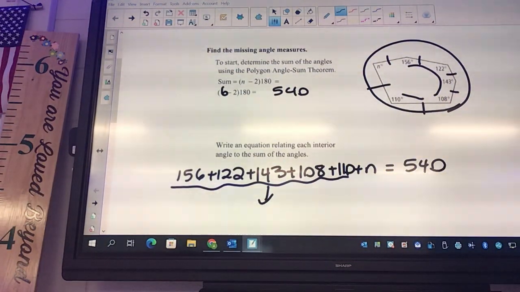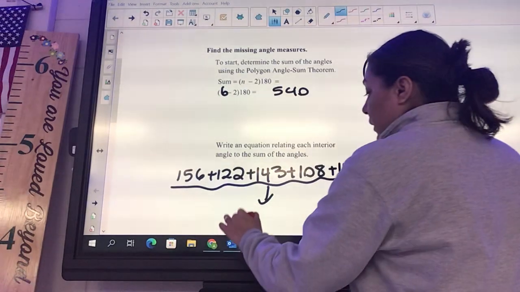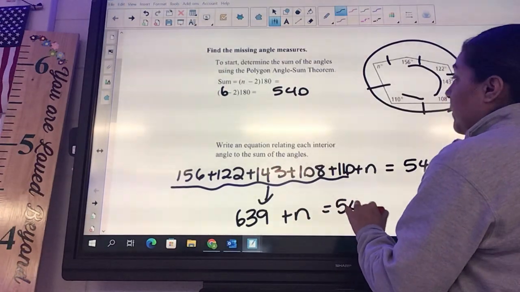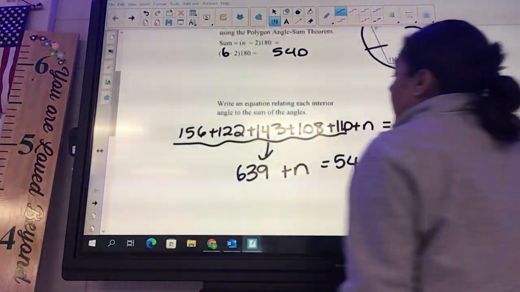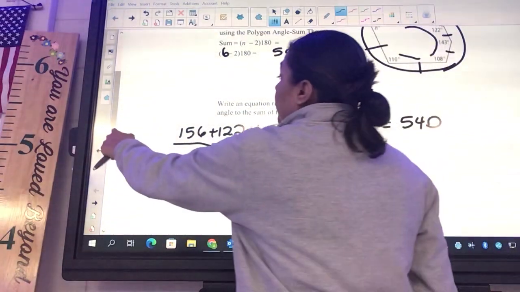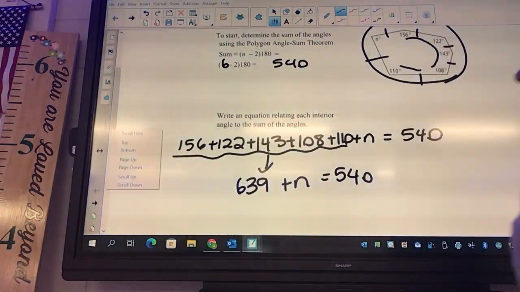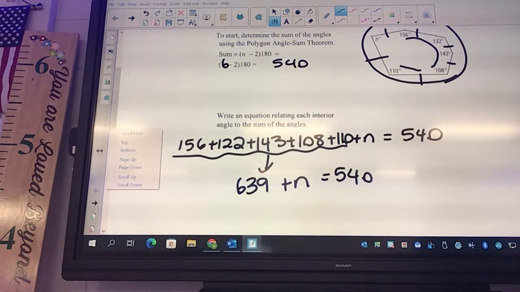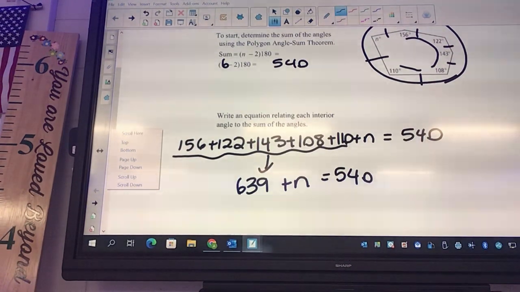639? I don't feel like that's right. It's the 156, 122, 143, 108, and 110, equals 639? Yeah, just the one time. Then something's not right here. The reason I know is because the whole thing equals 540, so how is this 639? Are you sure that it equals 540? Yeah.